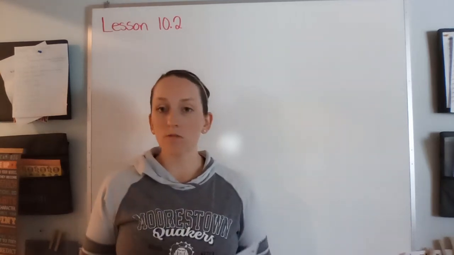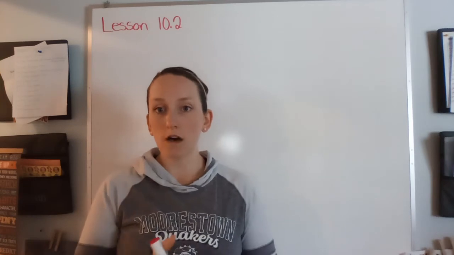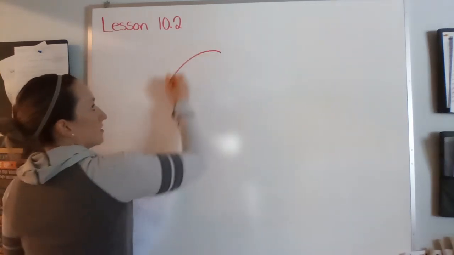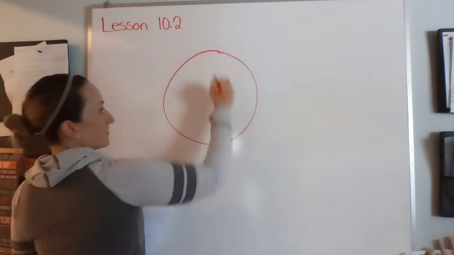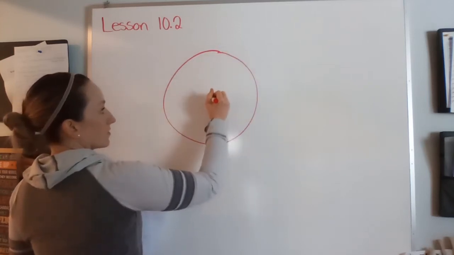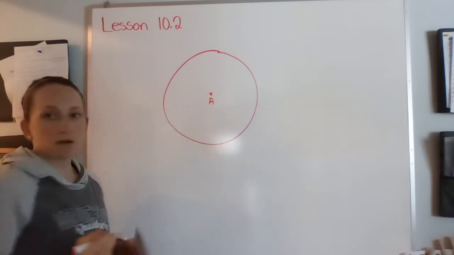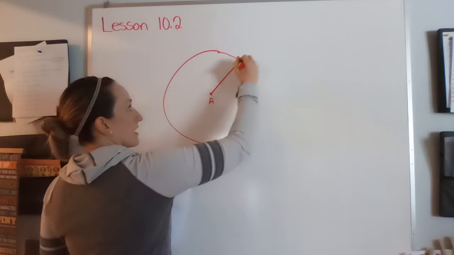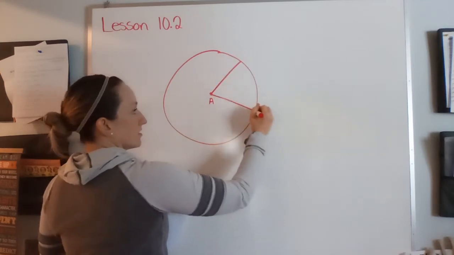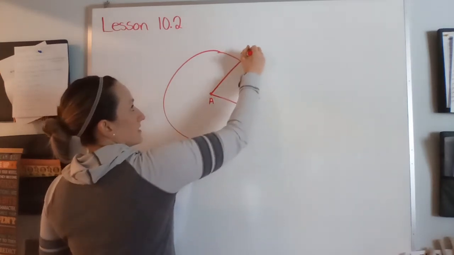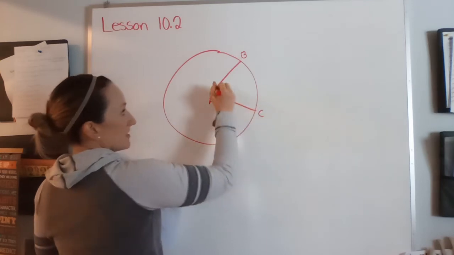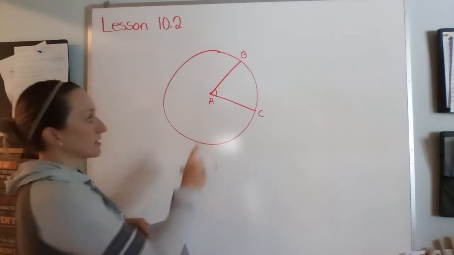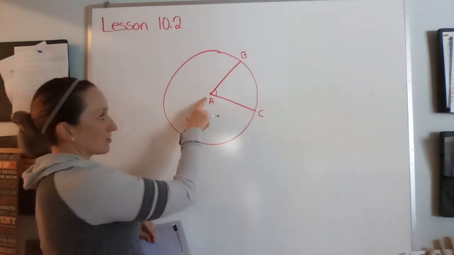All right, so the first thing we're going to talk about is a central angle of a circle. So if we have a circle, all right, we have the center of the circle. We'll call that A. Okay, if we have an angle whose vertex is on the center, call this B and C. This angle is known as a central angle. So a central angle is an angle whose vertex is on the center of the circle.